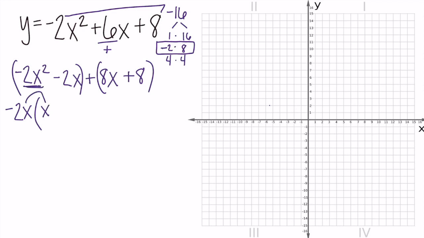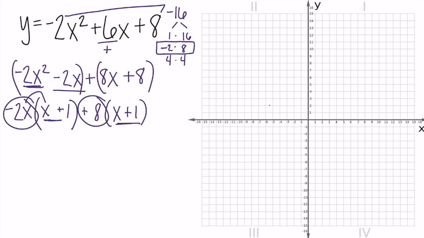And then to get negative 2x times what gets me negative 2x? 1. Anything times 1 gets you itself. So that gets you that first part. The second part, we can factor out an 8. Notice your insides should match. That's how you know you did it right. So I'm going to combine my outsides, negative 2x plus 8, and then those insides that matched.